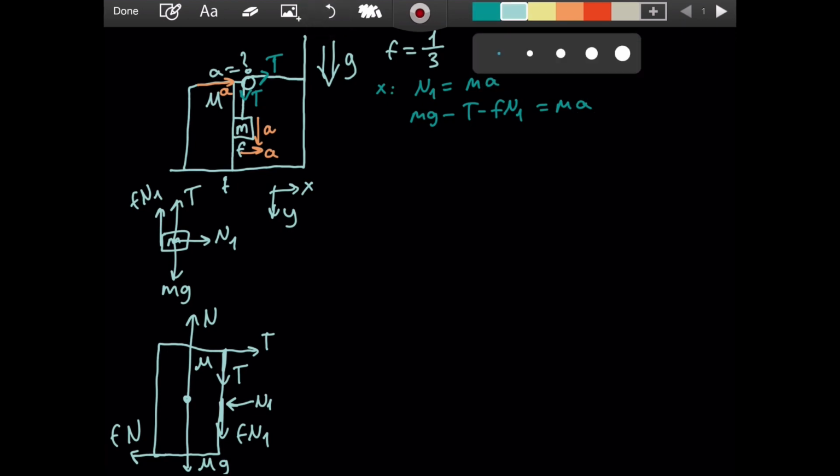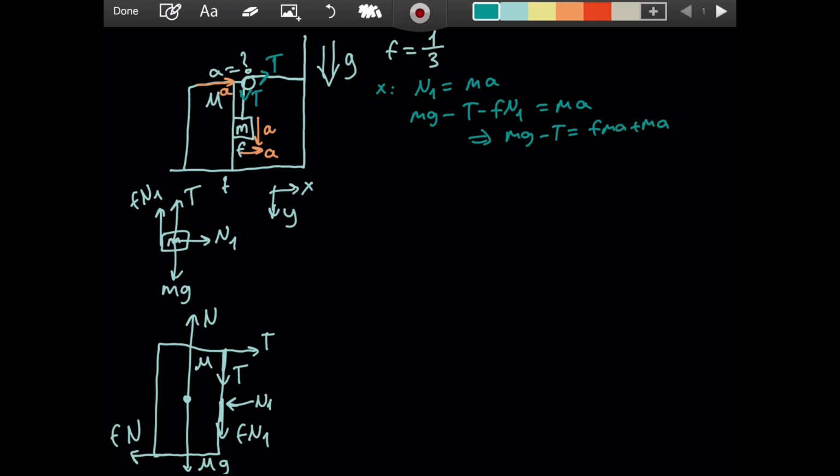And since we know that N1 is equal to ma, we can substitute it here to get that mg minus T is equal to fma plus ma, but since f is 1 over 3, it will simply be 4 over 3 ma. Cool? And this is in fact all that we can get from the little m. So let's move on with the capital mass. This was little mass, this is capital mass.